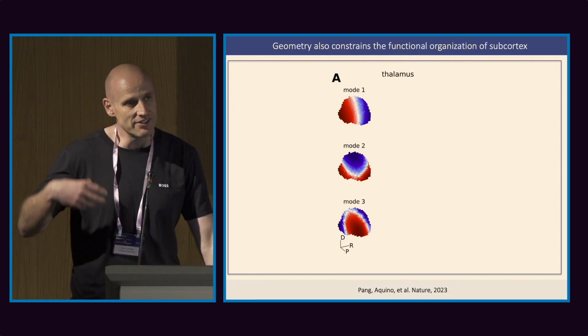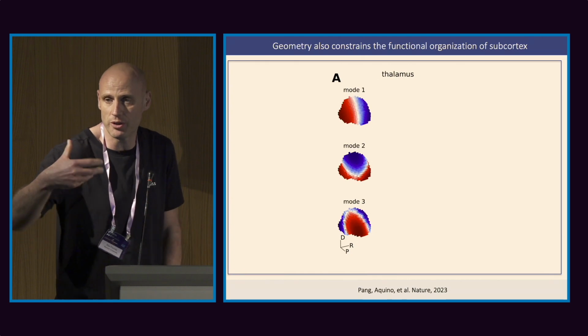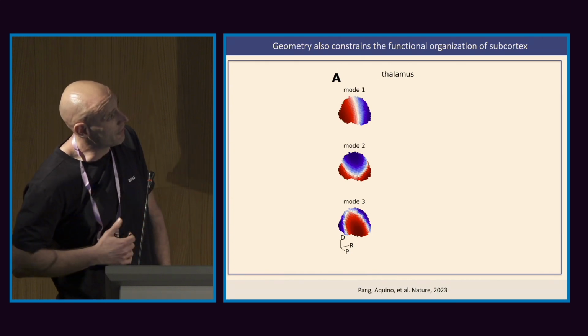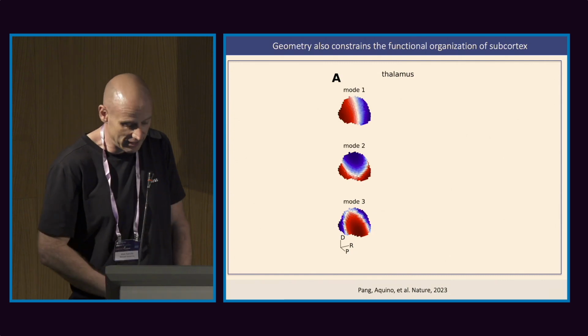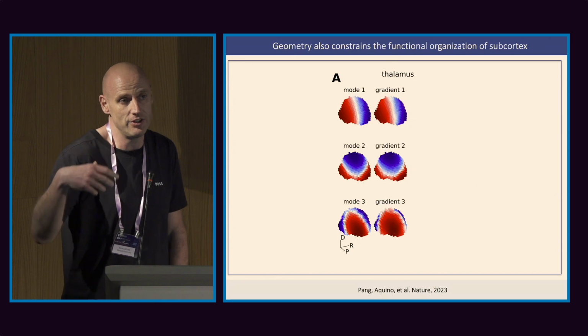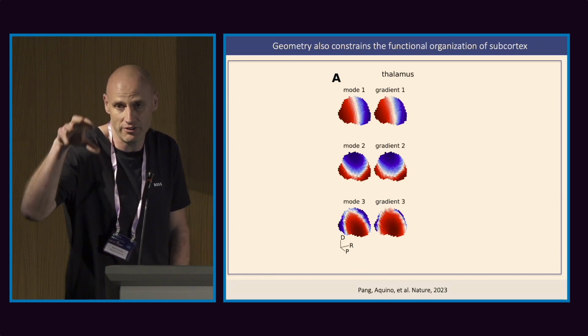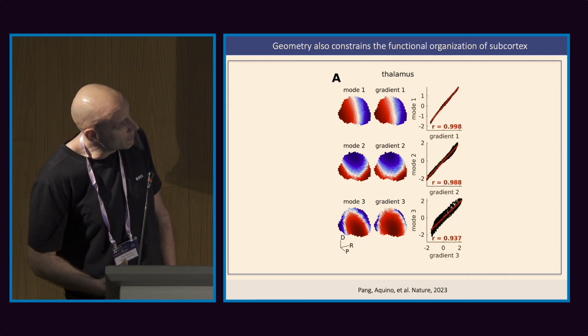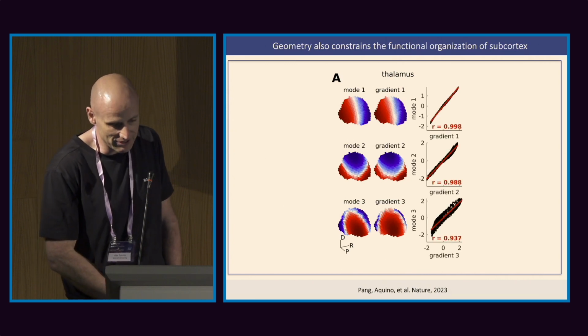So I wanted to look at how similar the geometric modes were to the dominant functional modes in these different areas. Here I've got the first 3 non-uniform geometric modes of the thalamus. And here are the first 3 functional modes generated using a dimension reduction of the fMRI data itself. You can see they look very similar. So if you do a scatter plot, it looks very impressive.